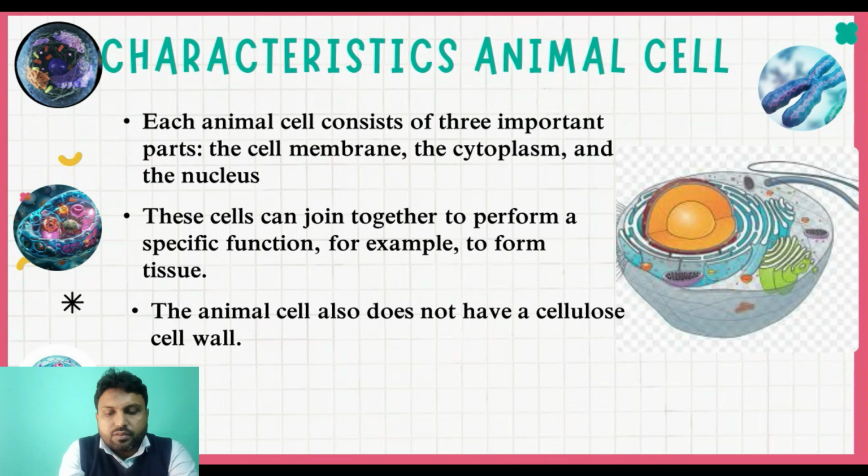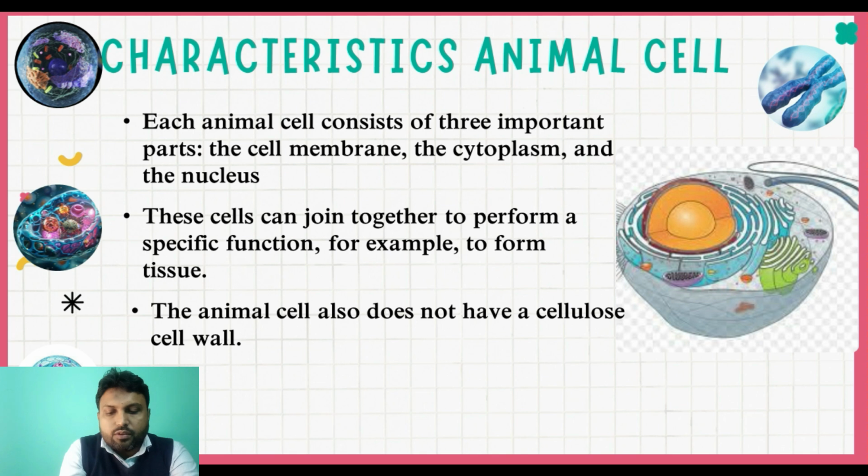Each animal cell consists of three important parts: the cell membrane, the cytoplasm, and the nucleus, which in turn consist of other parts that are vital for the cell to perform its function. These cells can differentiate, as an example, and specialize in a particular function, such as epithelial cells, bone cells, etc.